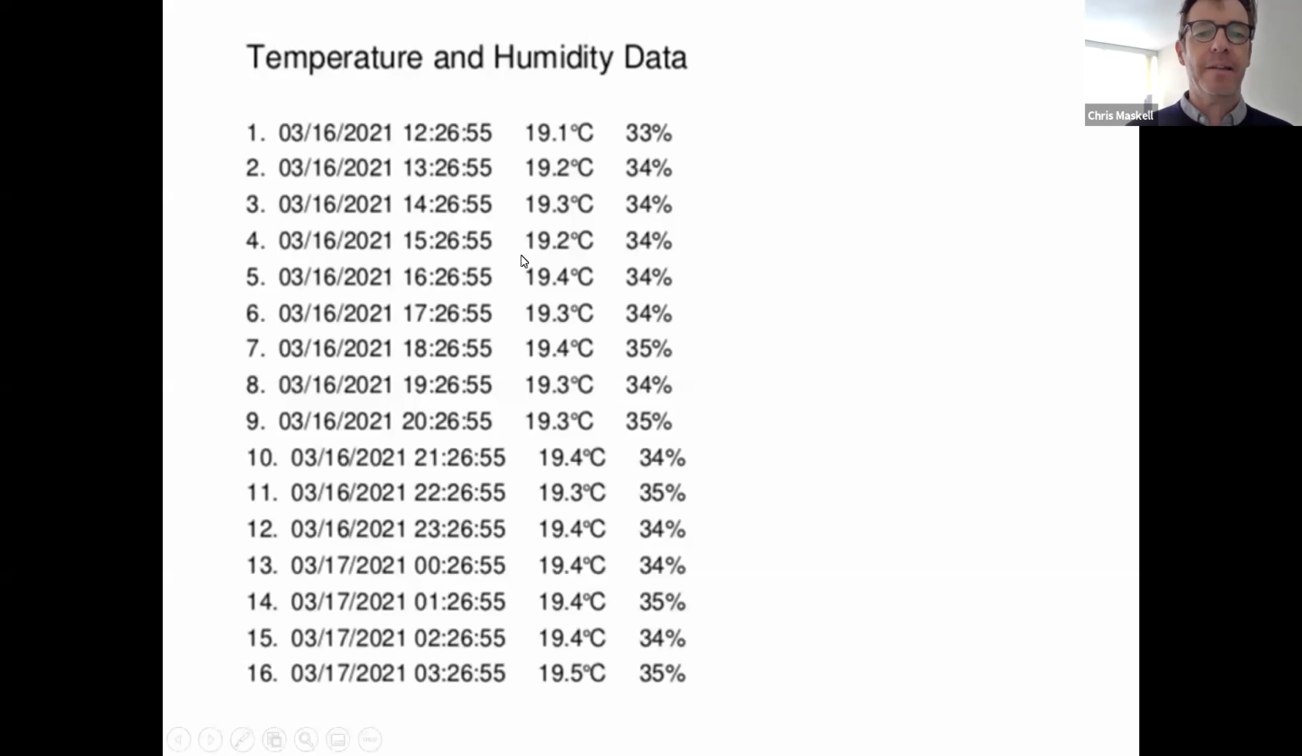And so just to unpack this data here, it's March the 16th, that's about two weeks ago, at 12:30 in the afternoon, he's got a temperature of 19.1 and a relative humidity of 33%. This is being sent to him every hour.